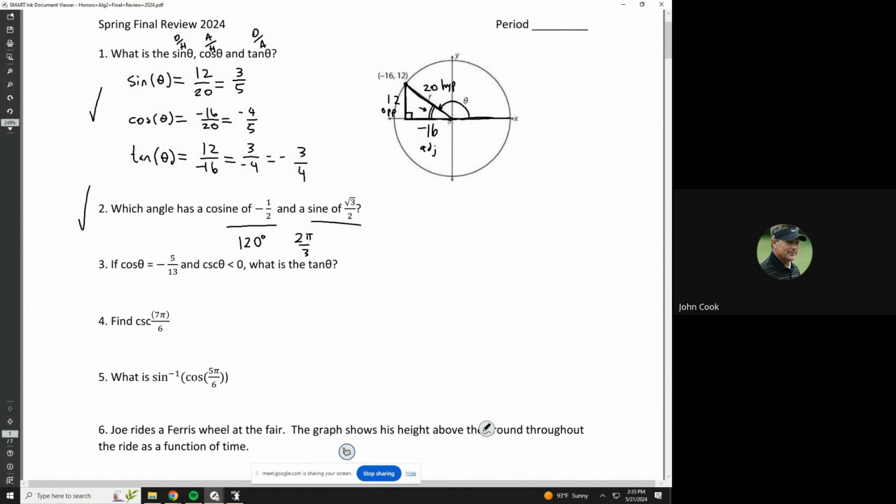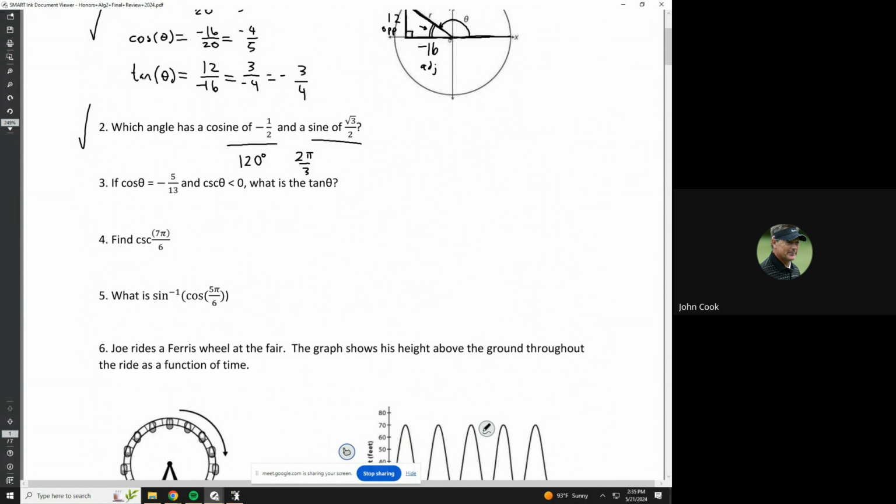Number 3: if cosine of theta is equal to negative 5 over 13 and cosecant is less than 0, what's the tangent going to be? Well, these two clues help me out a lot because they tell me where the angle is going to be. So if I draw my little xy axis, if cosine is negative, that's the x value, so I have a negative x value. And cosecant is secretly 1 over the sine of theta. If cosecant is negative, that means sine also has to be negative, so I have a negative y value.